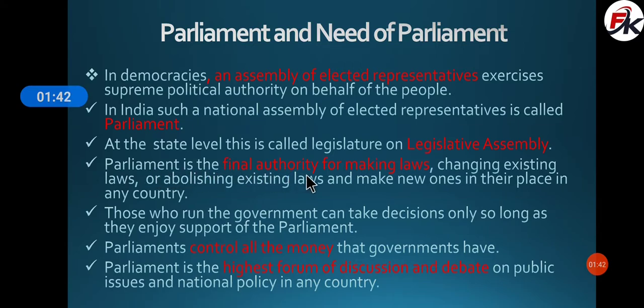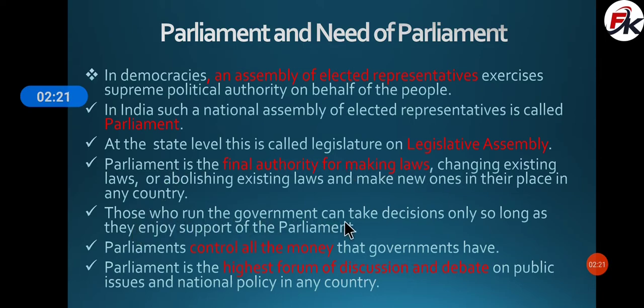Parliament is the final authority for making laws, changing existing laws or abolishing existing laws and making new ones in their place in any country. Like in democratic country India, our representatives make the final decision. They make the law, they pass the bill, and even whatever laws were previously made they can change, they can amend. That you have studied in amendment of constitution.